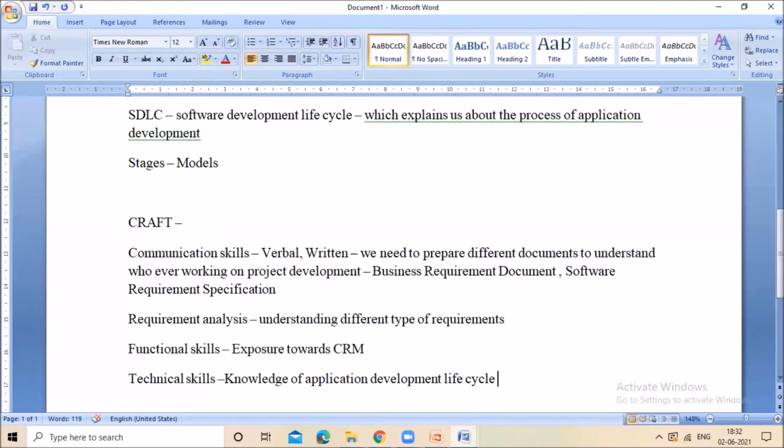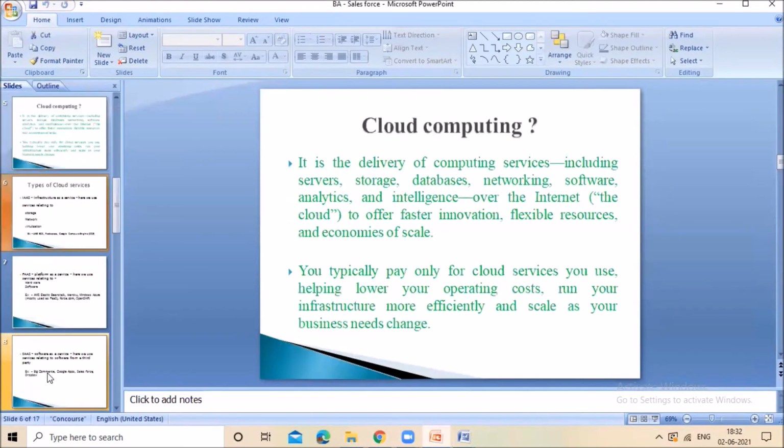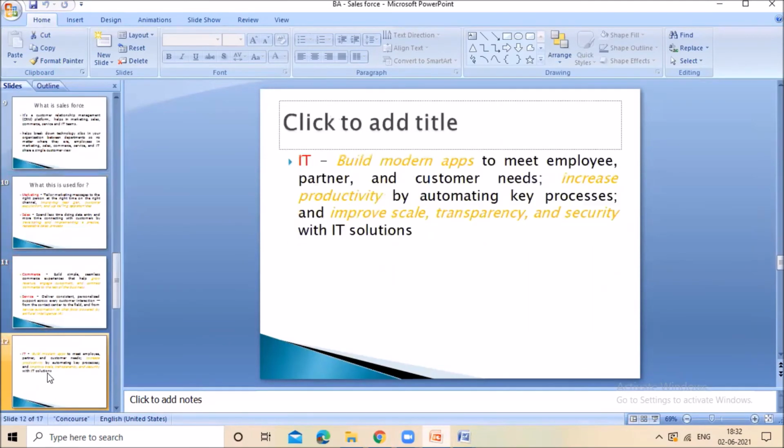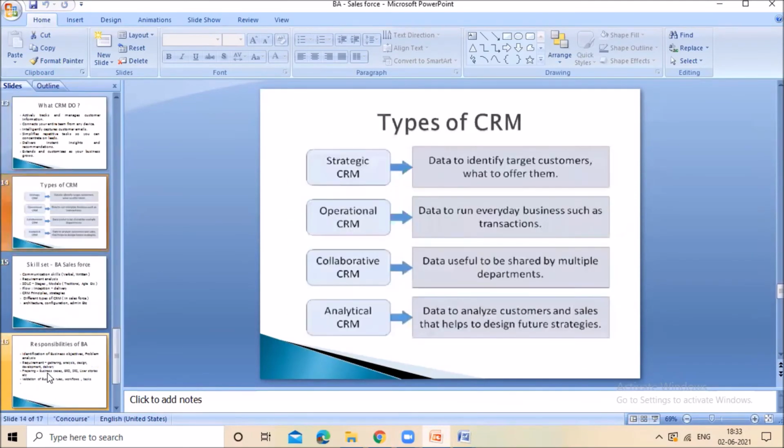Because there are different types of CRMs. Generally the types of CRMs are strategic CRM, operational CRM, collaborative, analytical, right? You must be good with these kinds of CRMs. At the same time, as far as Salesforce is concerned, there are different clouds: sales cloud, marketing cloud, community cloud, health cloud, right? Different clouds will be there in Salesforce. These are the services, all related to CRM: sales CRM, marketing CRM, health CRM, and so on.